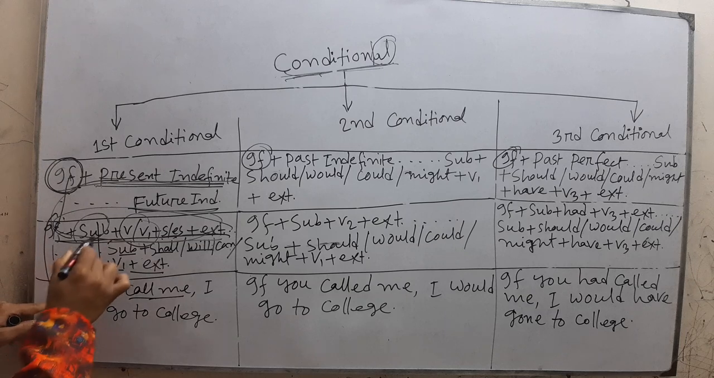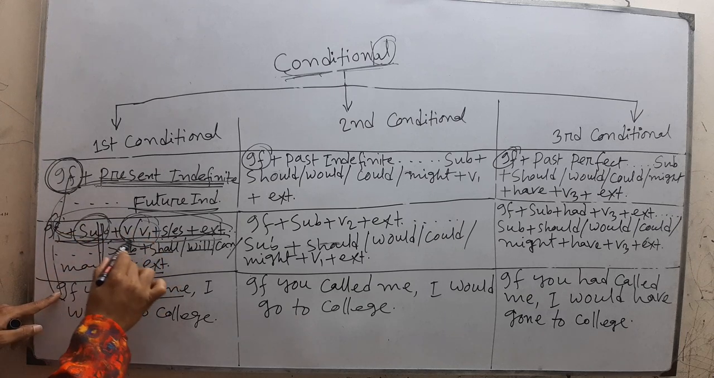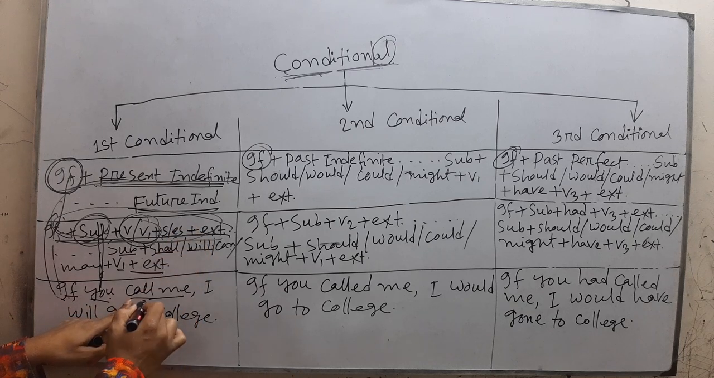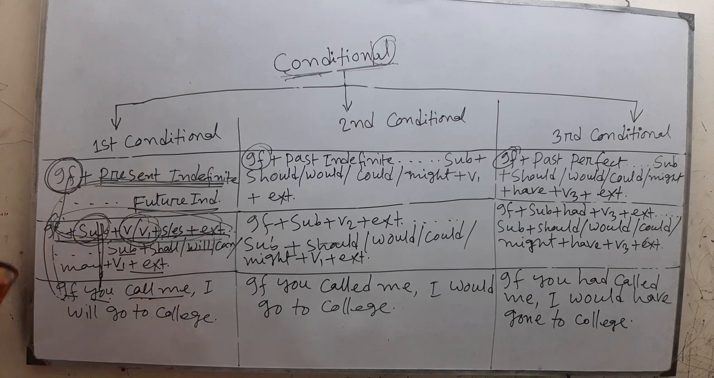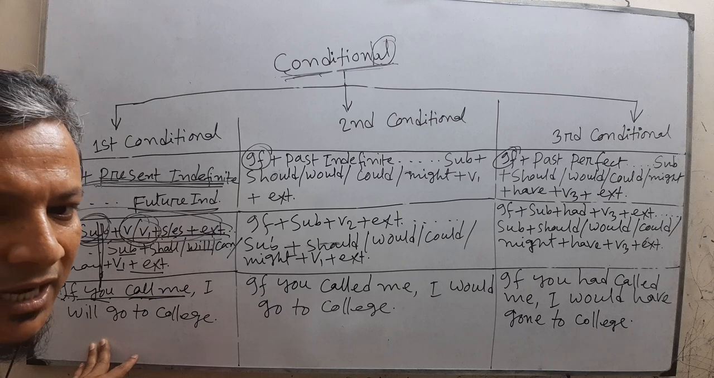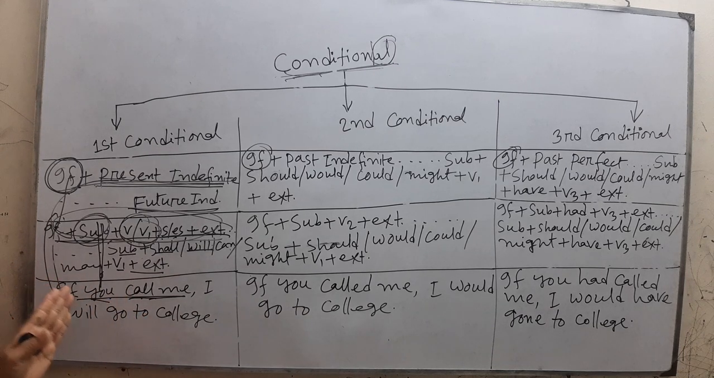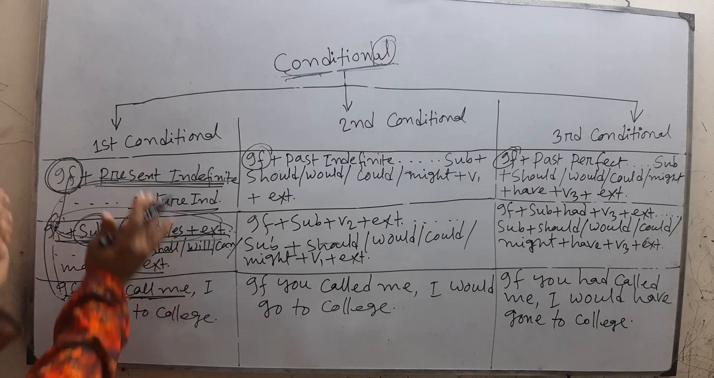Now, I am giving an example following this structure. Follow me. If, then subject, then V1 or S or ES with the main verb, then extension. If you call me. Here the subject is you, the main verb is call, and it is present indefinite tense, V1 form. My dear students, am I clear to you? If you call me, what is the Bangla meaning of this part? The Bangla meaning is "Jodi tumi amake call athoba dako." This is one part of the first conditional sentence.